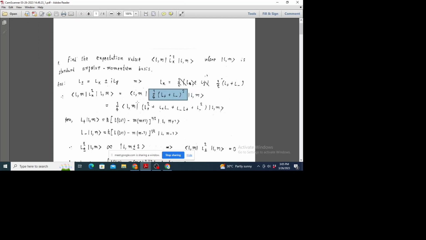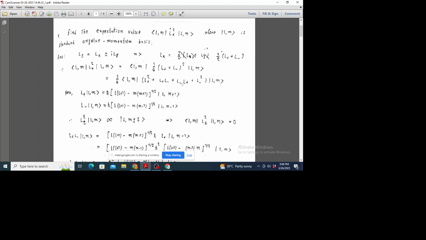Now expand the square, keeping in mind the orders. You know that L plus and L minus do not commute. The commutator of L plus and L minus is what? 2Lz. So they do not commute, and we have to be careful about the ordering when we are expanding the square. So L plus squared, plus L plus L minus, plus the opposite order L minus L plus, plus L minus squared. This is the expansion of the square.